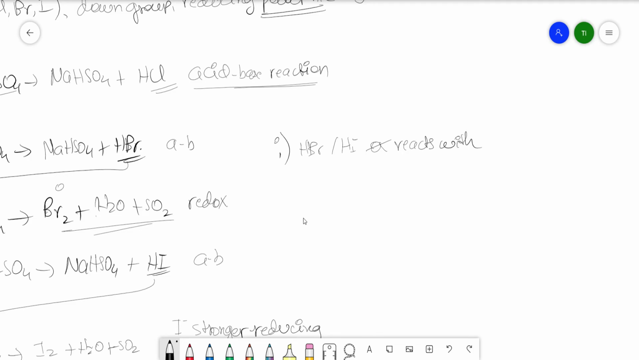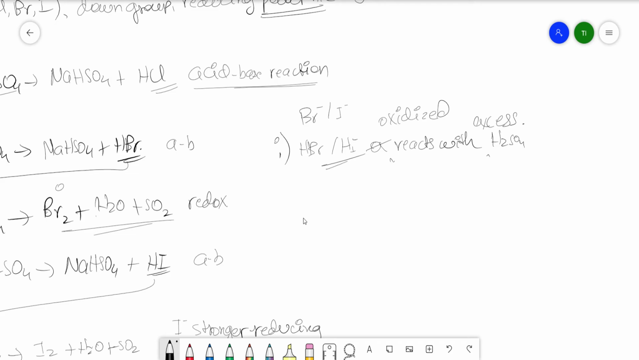Okay, wait, you can write oxidized, yeah, because it gets oxidized, right? But if you write oxidized, make sure you mention what's specific, so Br- or I- gets readily oxidized or reacts with H2SO4, which is in excess. Okay, so that's one type of question that can come.